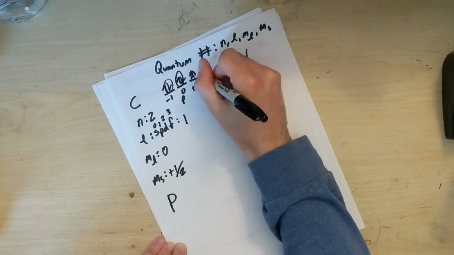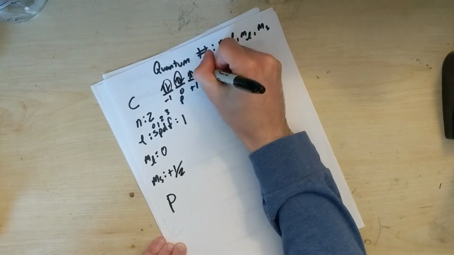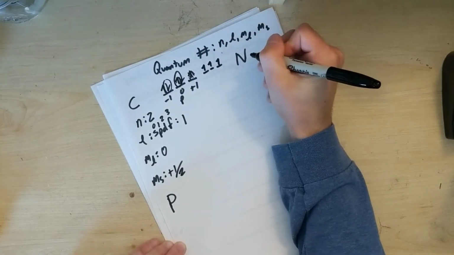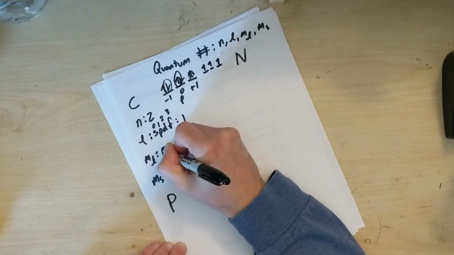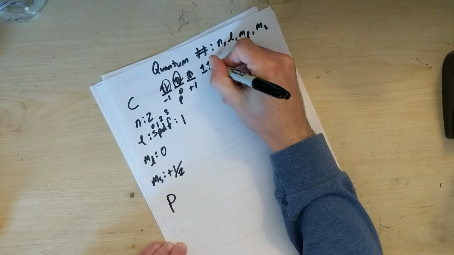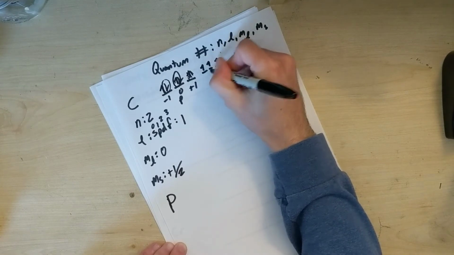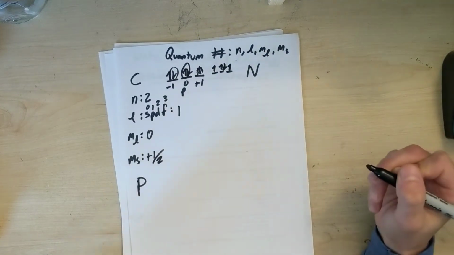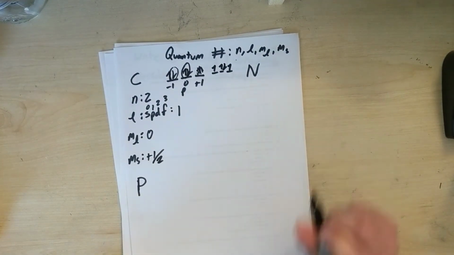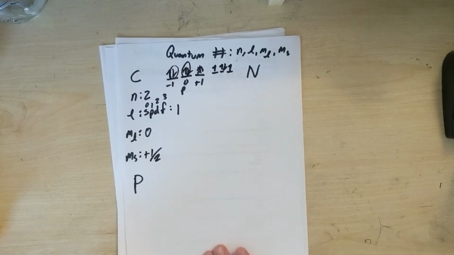If you had fluorine, for example, fluorine would give you an M sub L value of 0, but it would be downspin. And so that's a distinctly different electron, and that's why we're using quantum numbers to locate that specific electron.